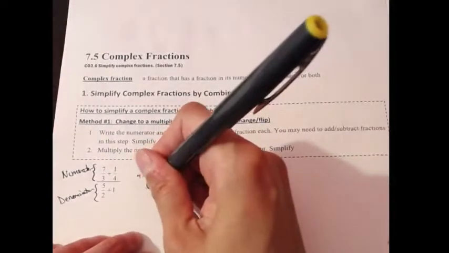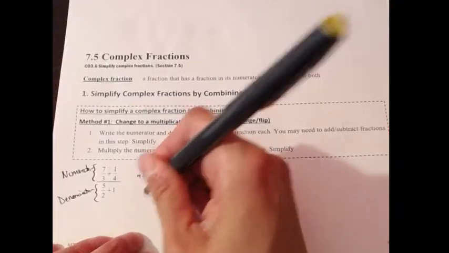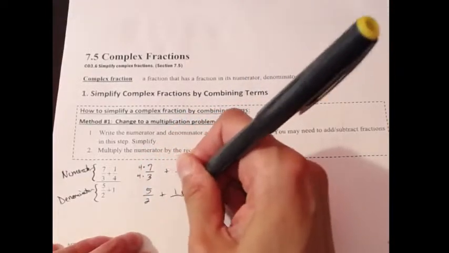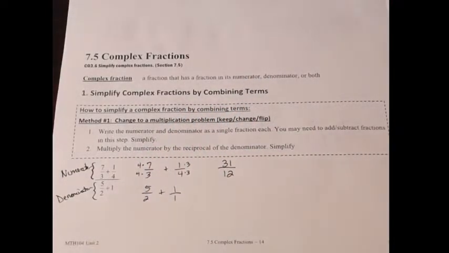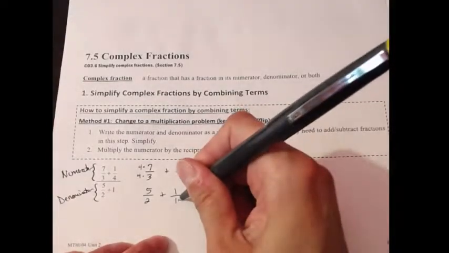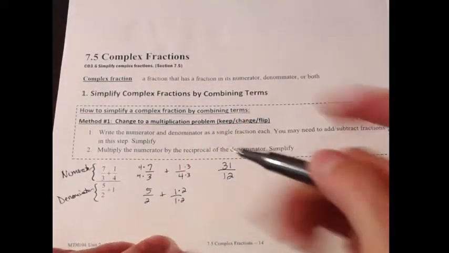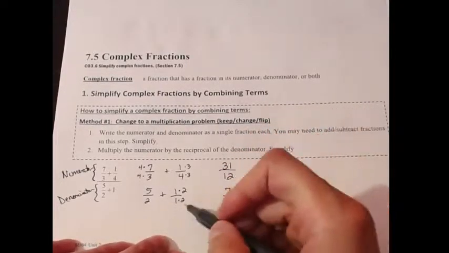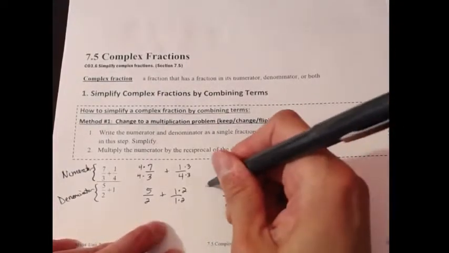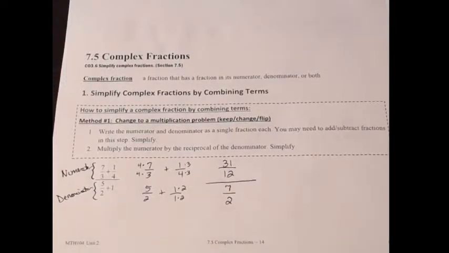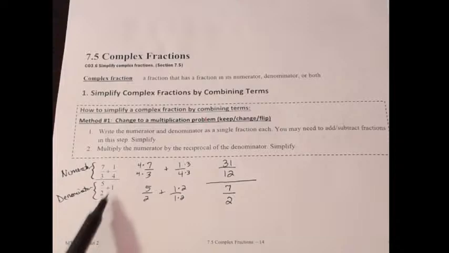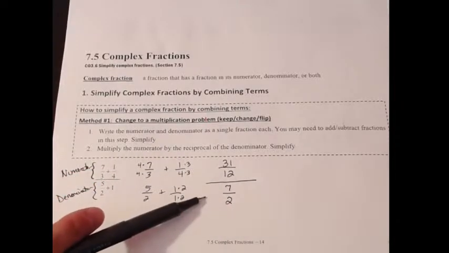Then I'm going to look at the denominator of the complex fraction. So it's 5 over 2 plus 1. But 1, we can always write over 1. Every whole number we can place over a 1. I still need a common denominator. My common denominator in this case is 2. So I just have to multiply my second fraction by 2. So we have 5 plus 2, which is 7, over 2. Okay. And voila. I have converted each expression, numerator and denominator, into single fractions.